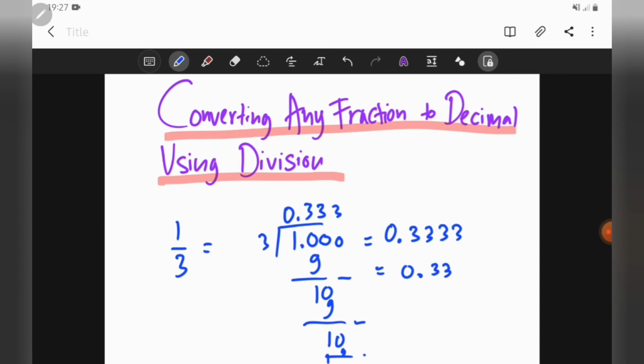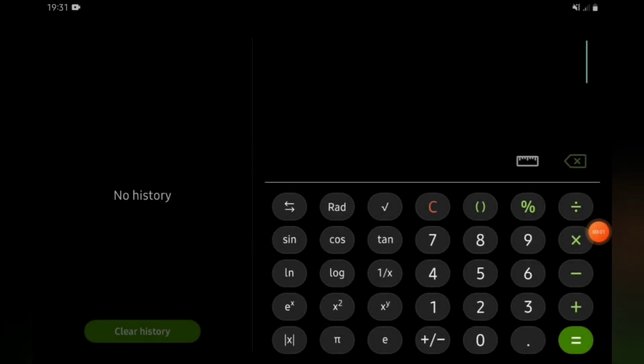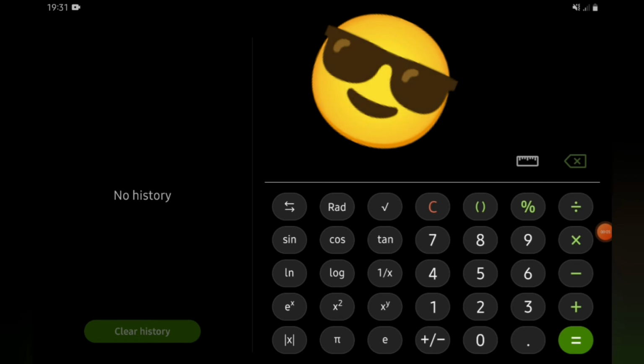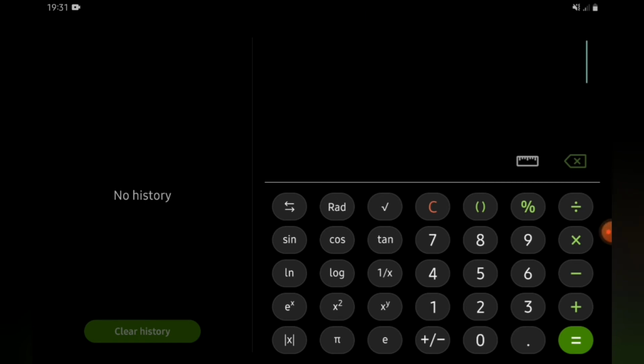Okay, as I promised before, I will show you the second way. That is the easy way. Okay, now let's take a look. So yes, the second or the easy way, we'll be using a calculator for converting any kind of fraction to decimal. Let's start with the same example.